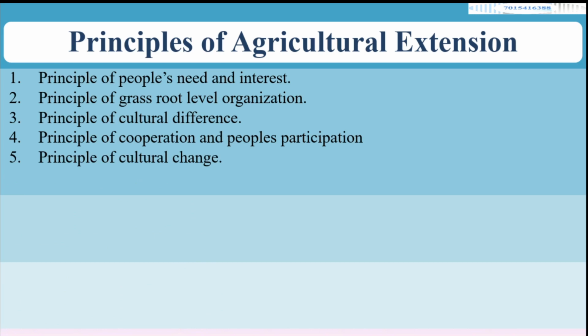Fifth is principle of cultural change, means the extension education officer will have to get the confidence of the farmer community, so that they can agree to changes in the culture. They are growing one variety, one crop, for many years, so the extension worker will have to get their confidence that if I tell you to grow a new crop, then the farmer should agree. First of all, the extension worker should get the confidence of the farmer.